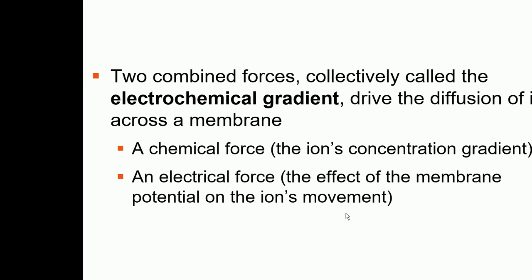Two combined forces, collectively called the electrochemical gradient, drive the diffusion of ions across a membrane. Those two forces are a chemical force, which is the ion's concentration gradient, and an electrical force, which is the effect of membrane potential on the ion's movement. So the chemical force is because of the ion concentration, and the electrical force is because of the charge of the ions. Together these two forces drive the diffusion of ions across a membrane, and this is called the electrochemical gradient.